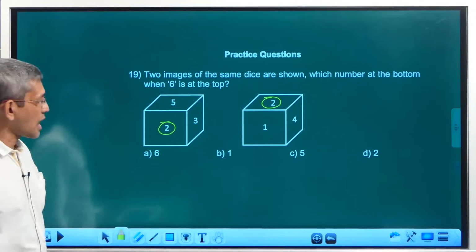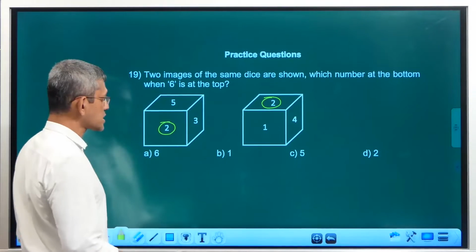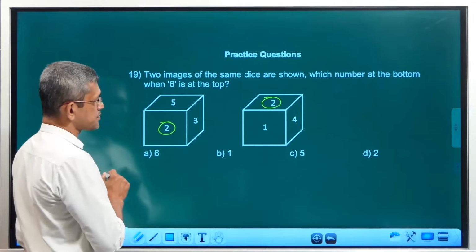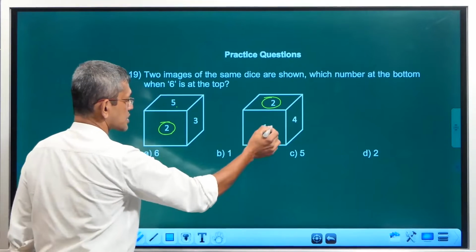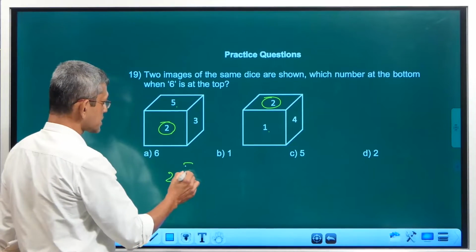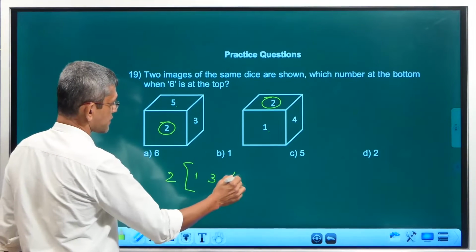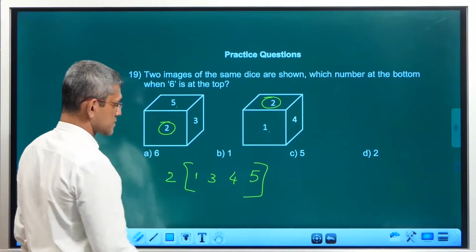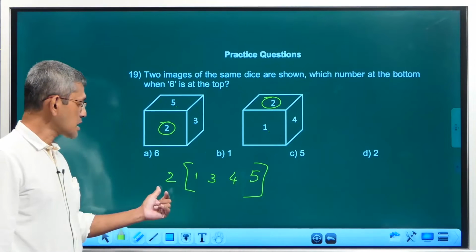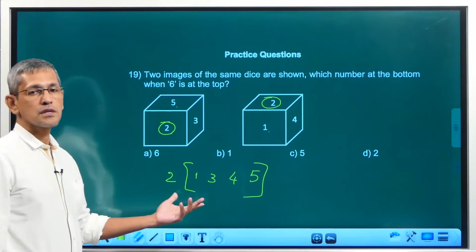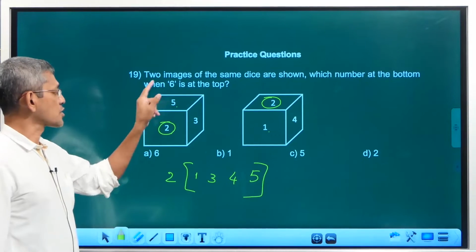So we have to apply what? Rule number 4. Or before you apply rule number 4, take a look at this. 2, and this 2 must be adjacent to 5 and 3, and 2 is adjacent to 1 and 4. So ultimately 2 is adjacent to what? 1, 3, 4 and 5. So 1, 3, 4 and 5 are adjacent to 2. The only number that cannot be adjacent to 2 is 6. So ultimately, what is that? 2 is opposite to 6, or 6 is opposite to 2.